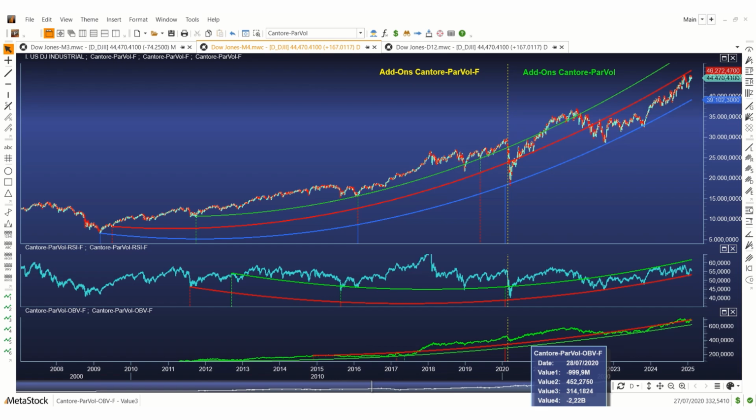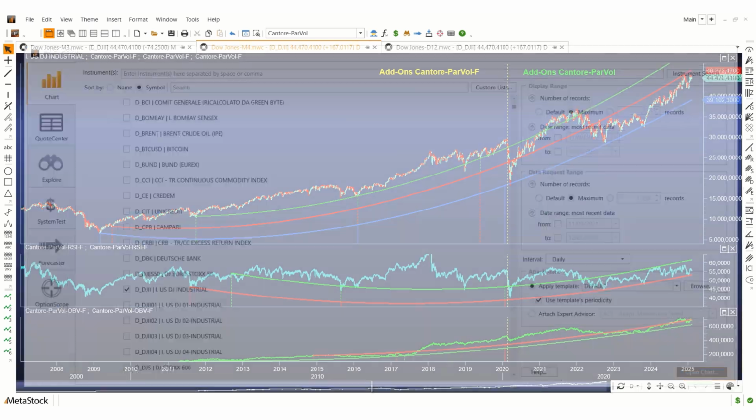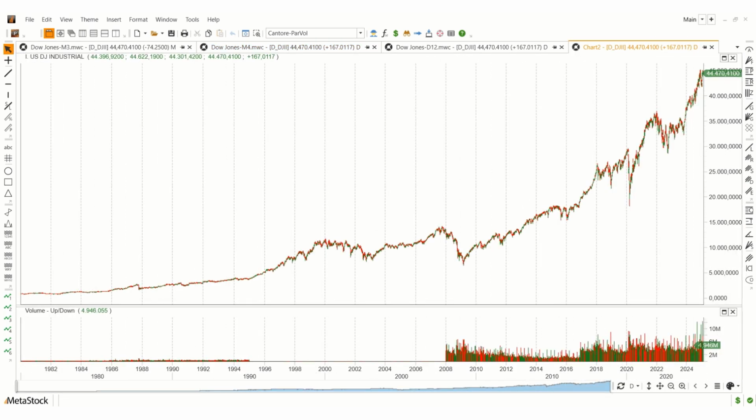With a little patience, if you want to follow us, we will now rerun, step by step, these charts starting from a standard representation of the Dow Jones Index of the American stock market. When opening the chart with MetaStock's Power Console device, it looks like this and requires some customizations that we are now going to develop.